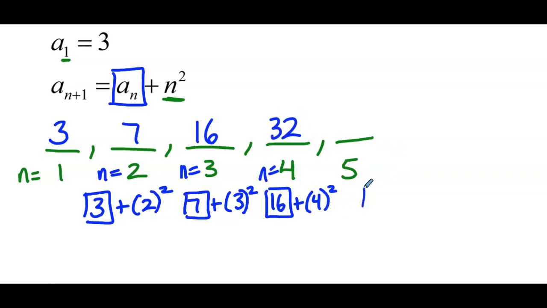And then last one, 32 goes in the box. Now what's n? N equals 5. So n squared is 5 squared. So 32 plus 25, that's 57. So this sequence is 3, 7, 16, 32, 57.